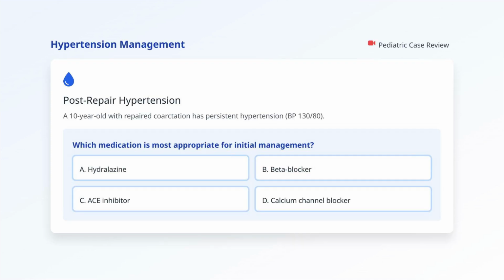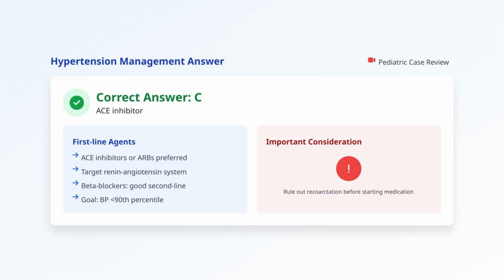A 10-year-old with repaired coarctation has persistent hypertension with blood pressure 130/80. Which medication is most appropriate for initial management? A. Hydralazine. B. Beta blocker. C. ACE inhibitor. D. Calcium channel blocker. The correct answer is C.